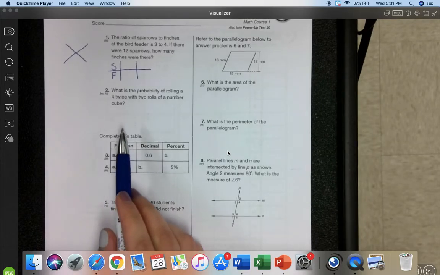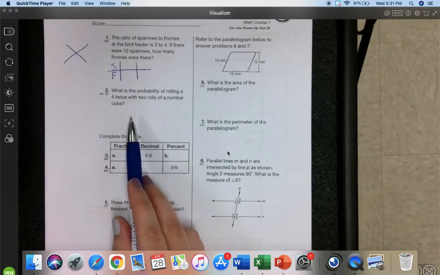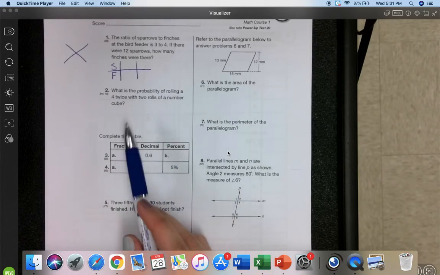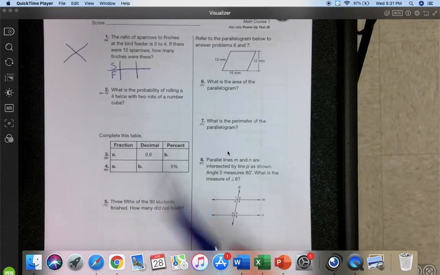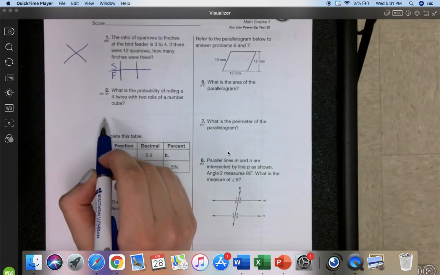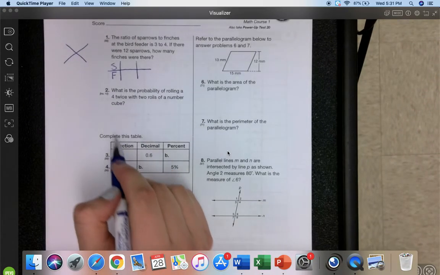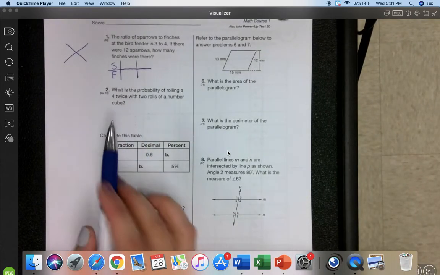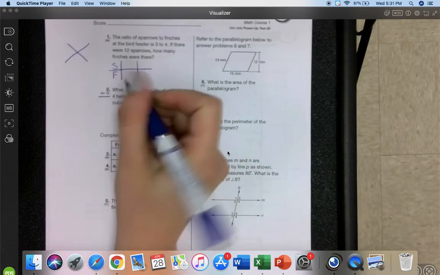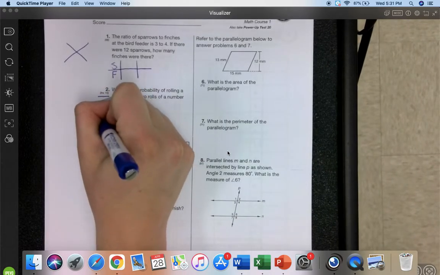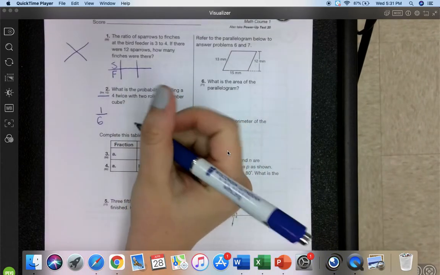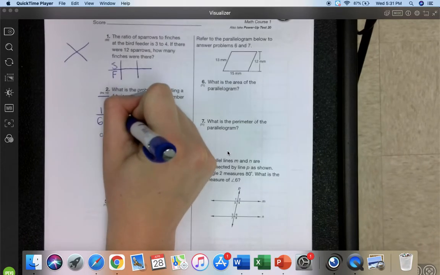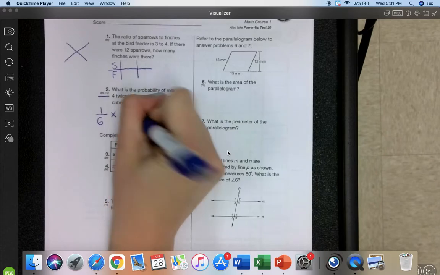Looking at the probability of rolling a 4 twice with 2 rolls of a number cube. Remember, what you get before or after doesn't matter, so it's going to be 1 over 6 times 1 over 6. And multiply that to get your answer for number 10. So I know it's an investigation, but you still have 1/6, and then multiply it by 1/6 to get your answer.